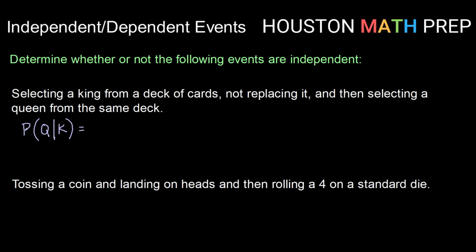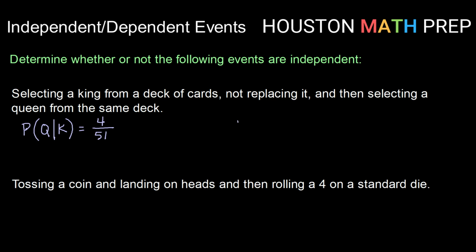Well, let's see. If we are going to get a queen, how many queens in a deck are there? There are 4 queens in a deck, out of, normally we have 52 cards in a deck, but if we've already taken out one king and not replaced it, then the number of cards left is 51. So there are 4 queens out of the 51 cards that remain.